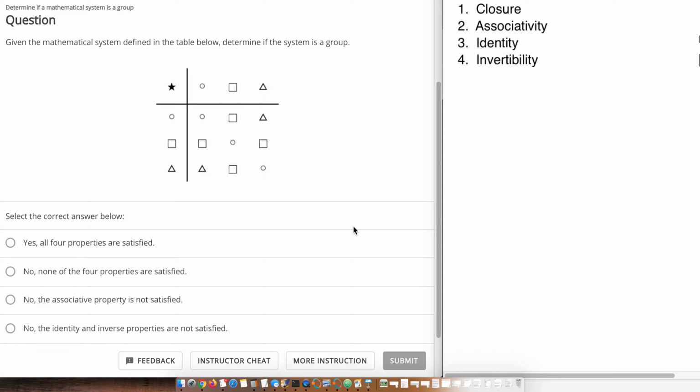Okay, so to determine if a system is a group, you've got to check off all four of these properties, which we've studied in previous videos here, okay?